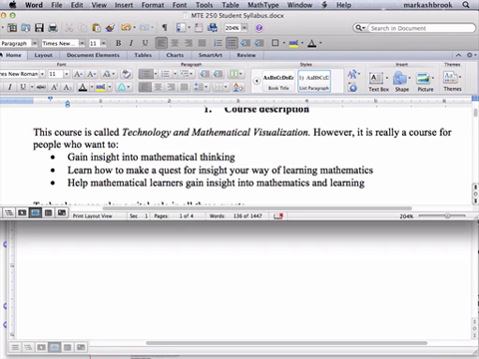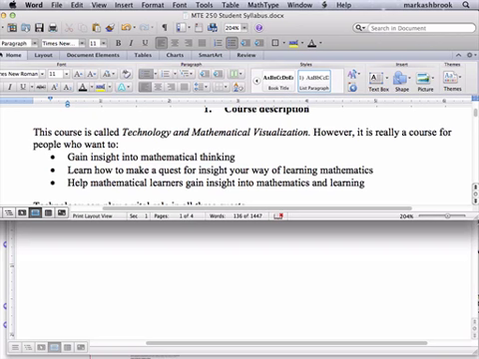However, it's really a course for people who want to gain insight into mathematical thinking, learn how to make a quest for insight your way of learning mathematics, and help mathematical learners gain insight into mathematics and learning. Okay, so what percentage of this is about you, and what percentage of this is about your future students? Who's first? 66% is about us, with some being decimals. Okay, so the first two are about you, right?